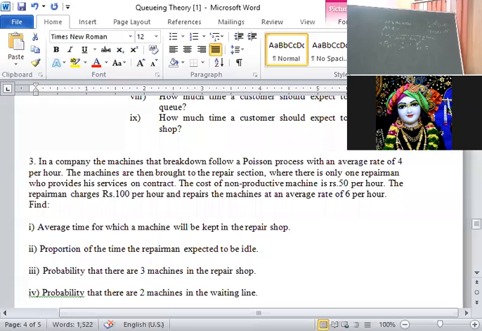Lakshmikant, which formula have you applied for the third one? Hello, ma'am. Lakshmikant, which formula have you applied? What bit?